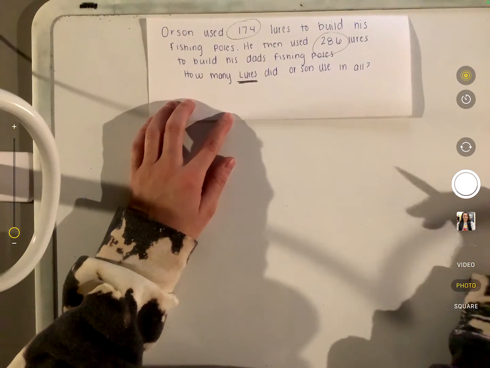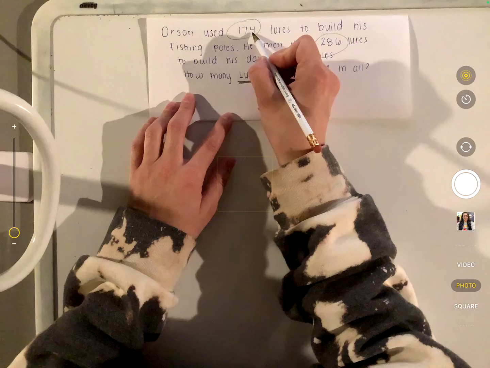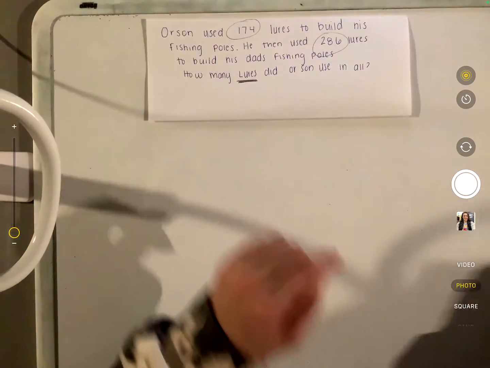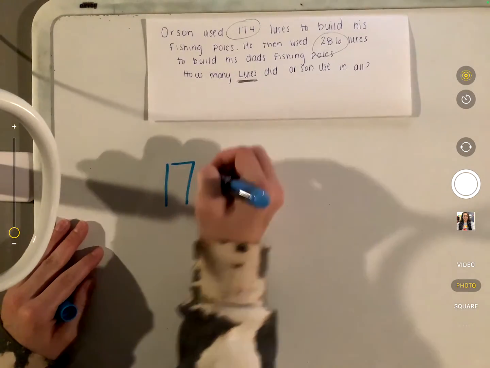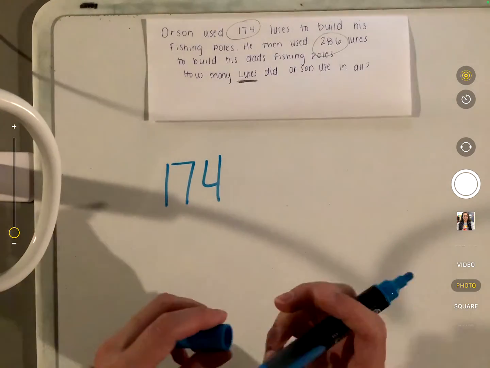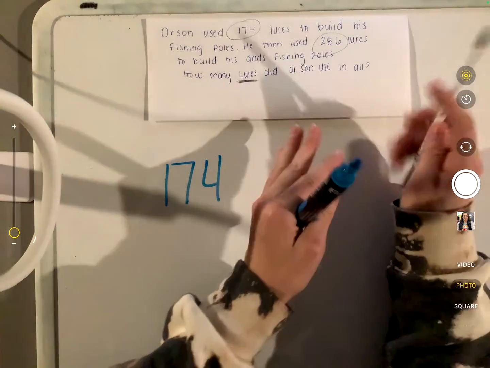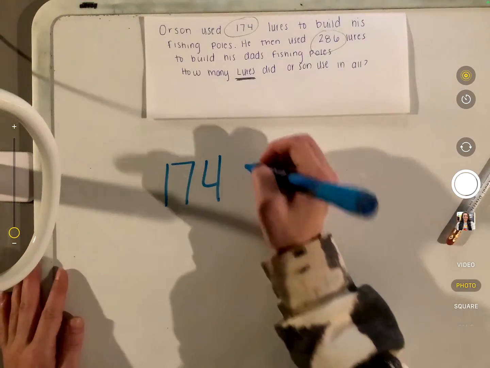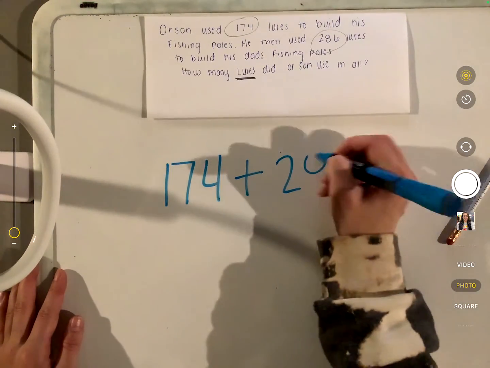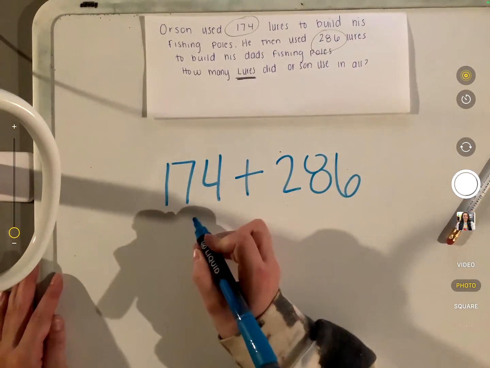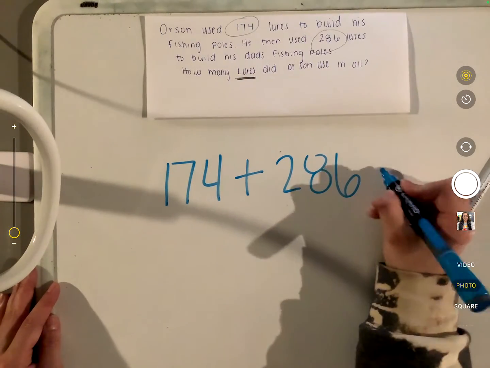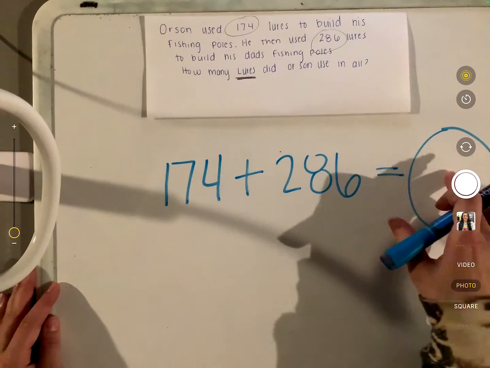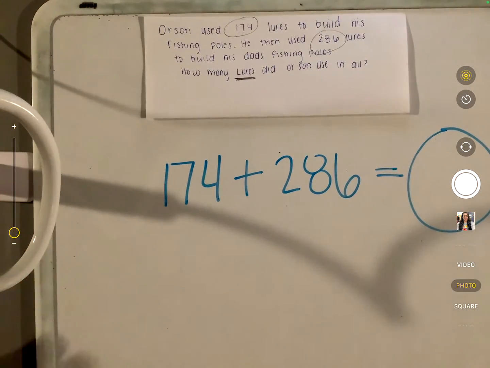So then I go back to the beginning of this problem. Orson used 174 lures to build his fishing poles, okay, so I know so far he's used 174 lures, right? Okay, then it says that he then used 286 lures to build his dad's fishing poles. Okay, so then that must mean that I need to add 286 lures, right? Because he used 174 and then he used 286. And it wants to know how many lures he used in all. So it wants to know this answer right here. And how am I going to get that?